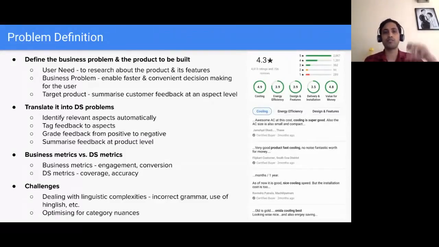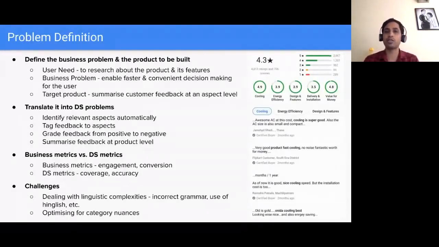So if you think of it, the user need, the business problem, is how do I enable research? How do I make faster decision making possible? But the data science problems are generated from the target product that the PM wants to build, because the target product here was how do I summarize feedback at an aspect level. The data science problems happen to be how do I generate aspects, how do I organize opinion, and how do I summarize opinion. Each of these four statements I mentioned are DS problems, and they now become individual pieces for a data scientist to solve for. So that's how we break down a problem.